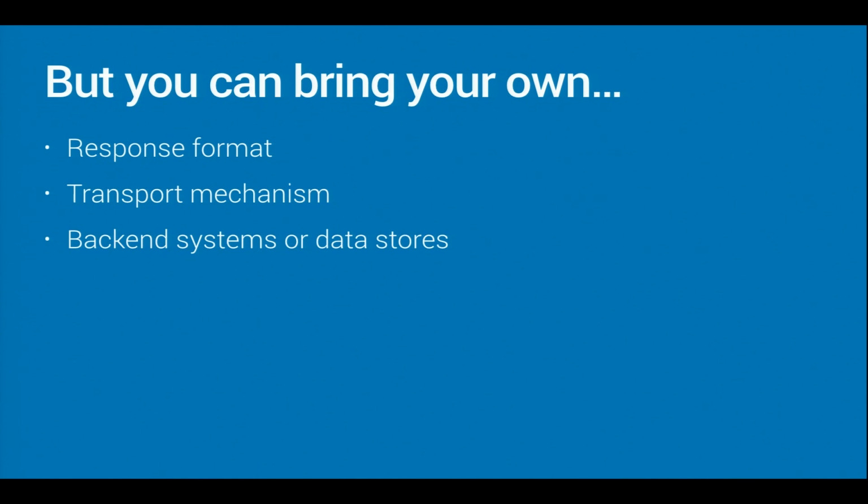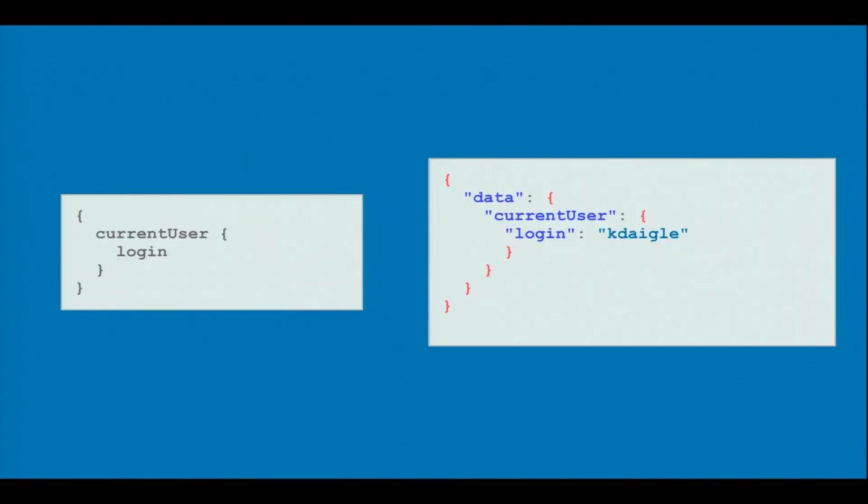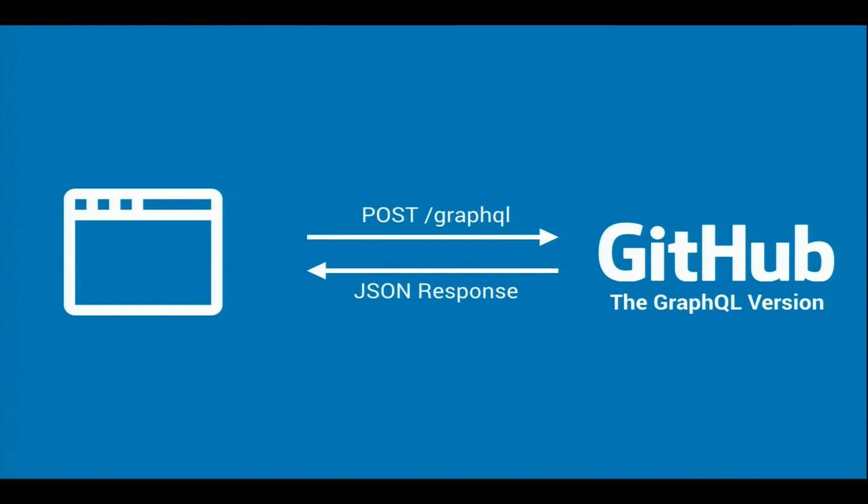So let's look at actual stuff now. So here on your left is a very simple query for the current user, get the login. And then on the right, this is the response that you would get back from the server. So again, going back to this previous example, you're now able to send that query, get the response all in one request because that's all the data that we actually wanted.